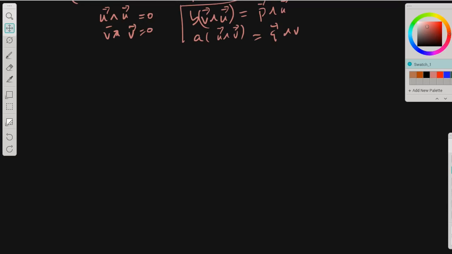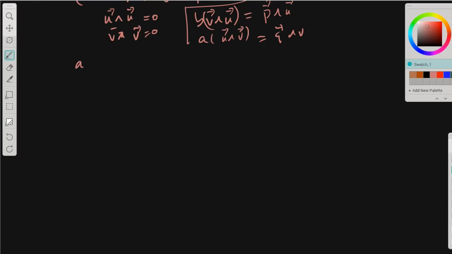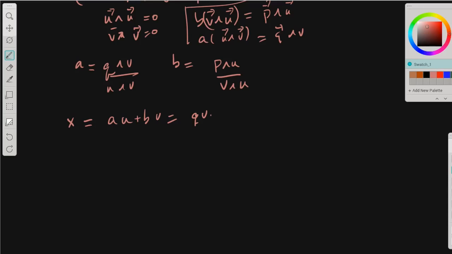If both of those are the case, then we have a equals q wedge v over u wedge v, and I'm not going to draw arrows this time. b equals p wedge u over v wedge u. So the point of intersection is au plus bv, so that is q wedge v over u wedge v, that's a times u, minus b, p wedge u over u wedge v, v.